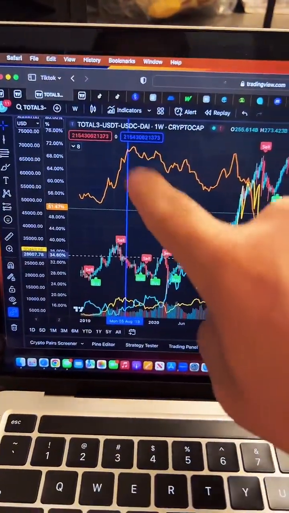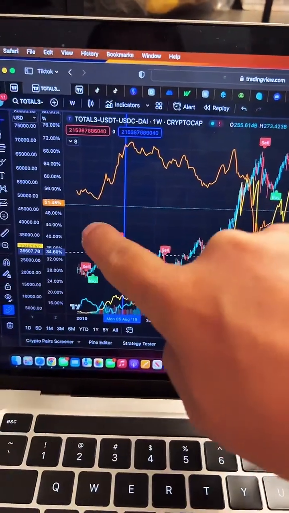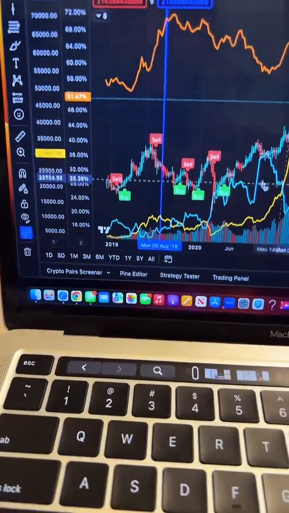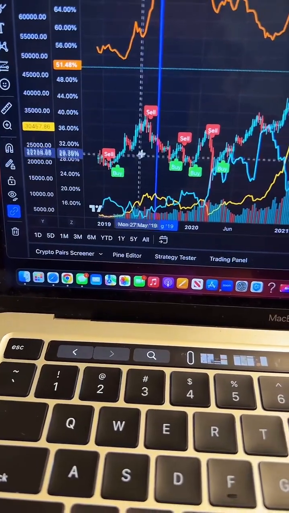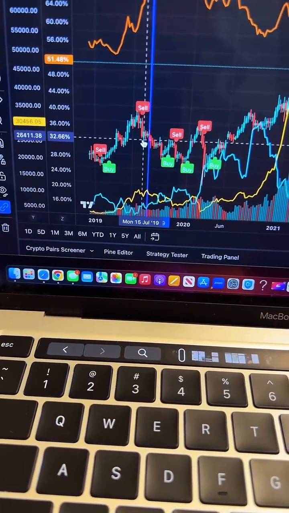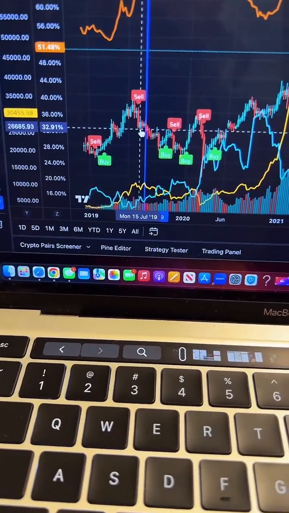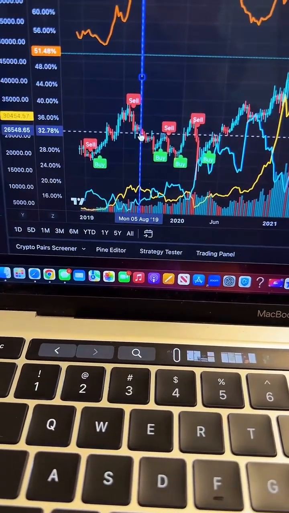So, what happened? What happened back here? What happened after this? This was a really nice run up in Bitcoin altcoins. It lasted really from about February of 2019 to roughly, you could say June, August.